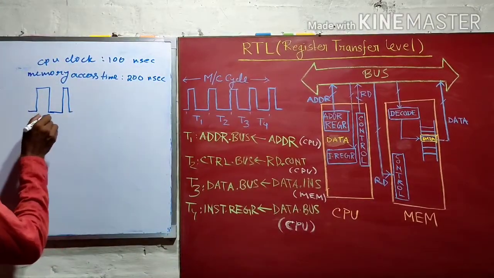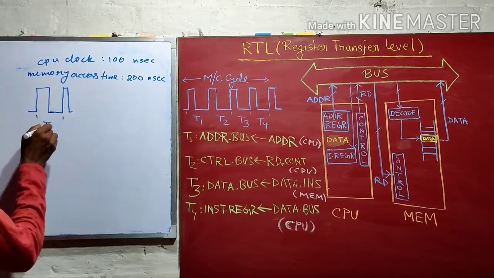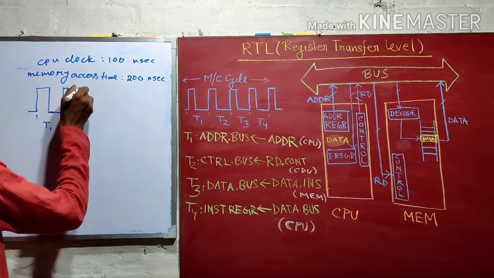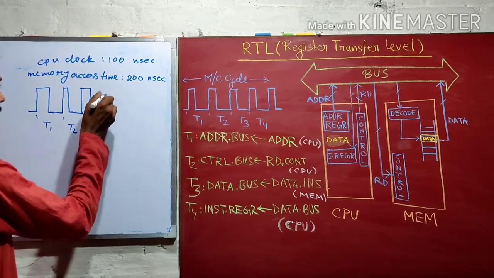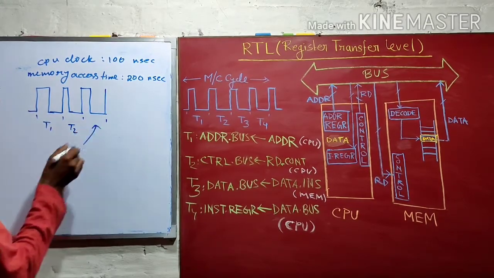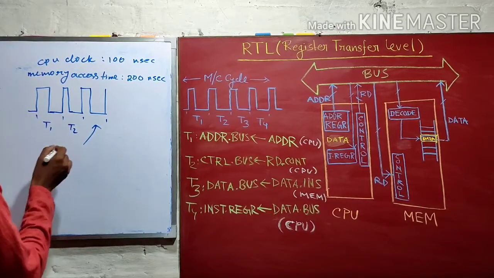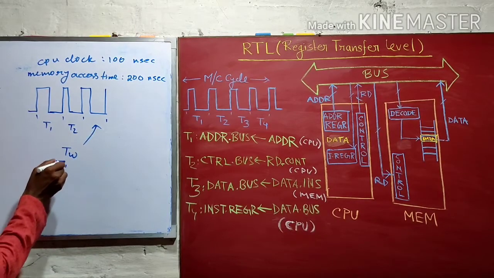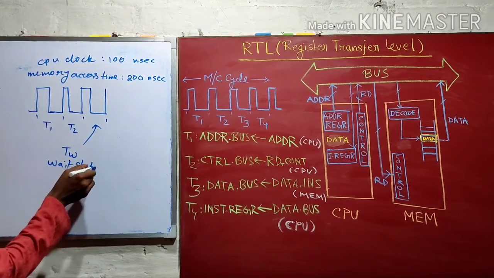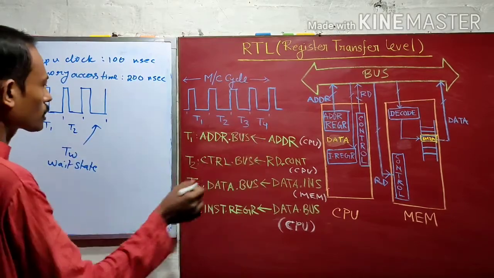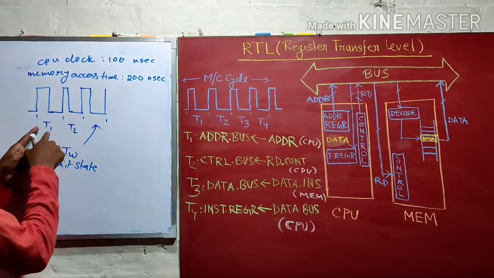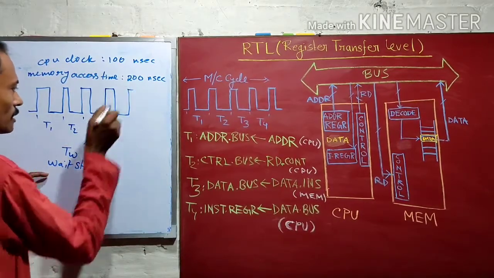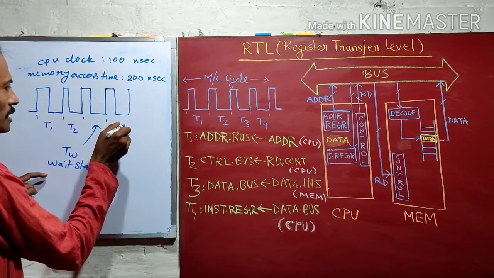So suppose this is our first clock pulse. This is our second clock pulse, T2. In the third clock pulse, what will happen? In the third clock pulse, it will be a waiting state. So you can say it is TW, called the waiting state, because it can take more than 1 clock pulse. So after 2 clock pulses, one will be a waiting clock pulse, and then there will be a new T3 clock pulse.